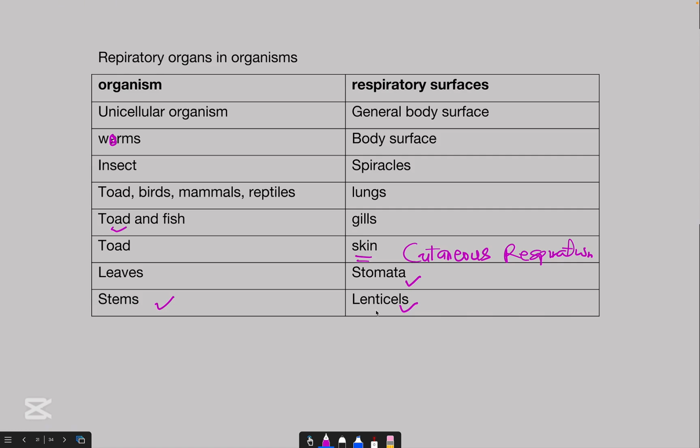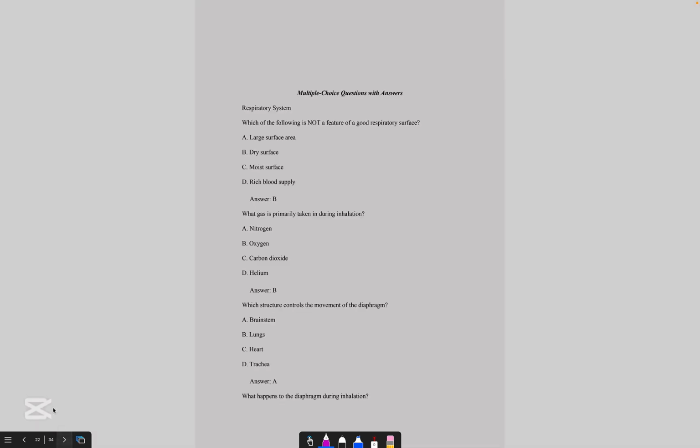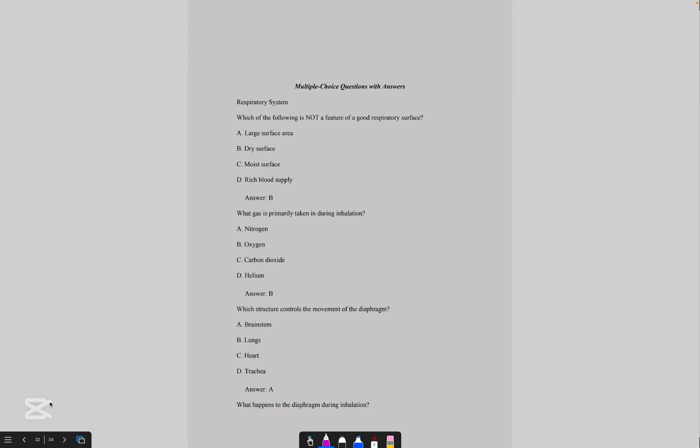Unicellular organisms use their general body surface. Worms use body surface. Insects use what? Spiracle. Toad, bird, mammal, reptile use lung. Toad and fish can also use gills. Toad can also use their skin, which is cutaneous respiration. And then leaves use stomata, and then stems use lenticels. Is that okay? So that is that. We have some questions here.